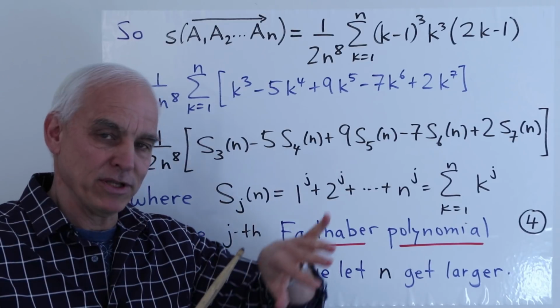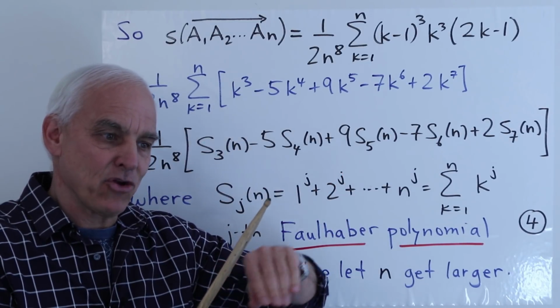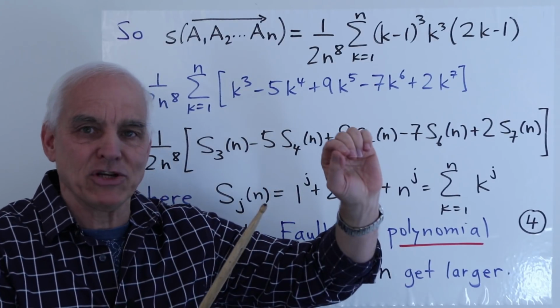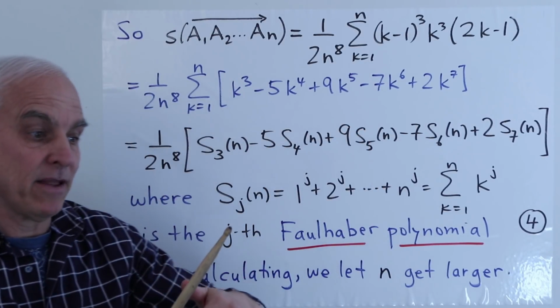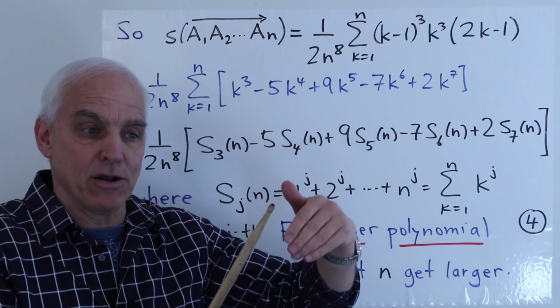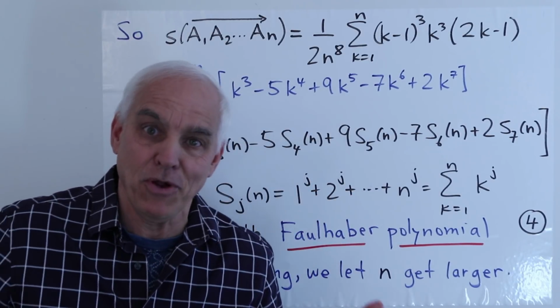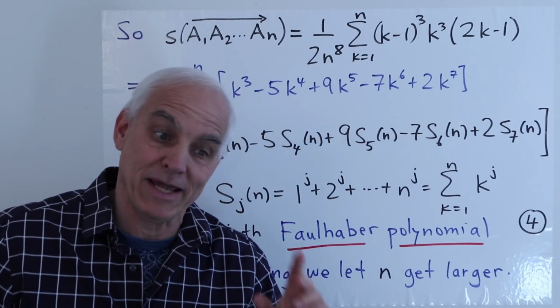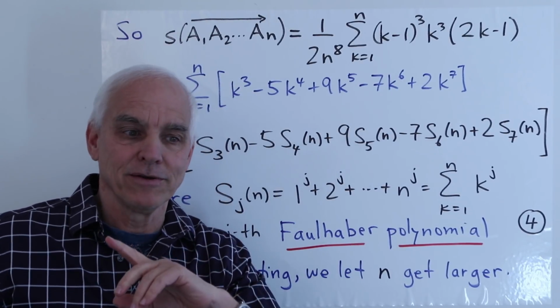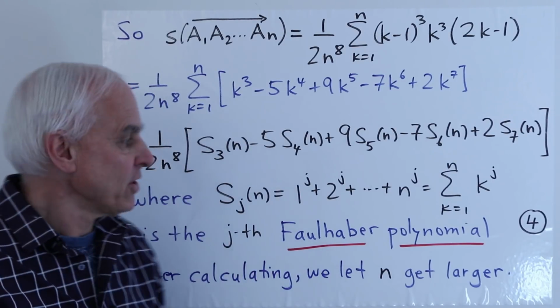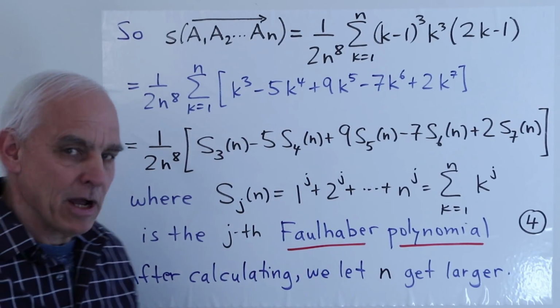n is the number of points in our spline. If n increases, that means the spline is getting finer and finer. It's a better and better approximation to the curve. And so we would expect that the area of the spline is getting closer and closer to the area of the curve, at least if we have a reasonable notion of area of the curve. This will be a test to see whether our formula is a reasonable one or not. Okay, so we have some Faulhaber work to do here.